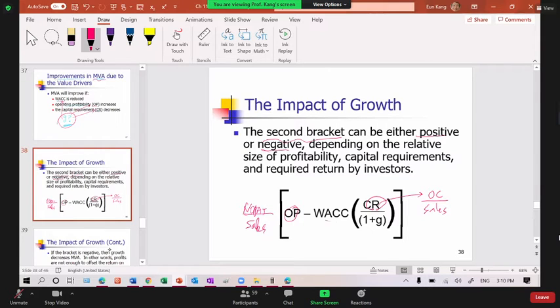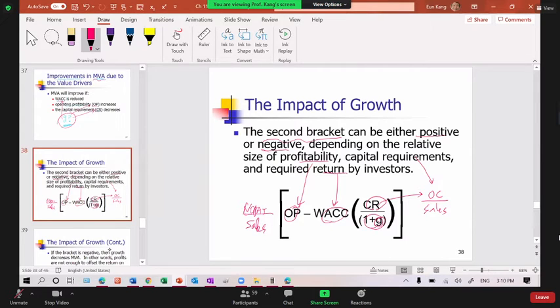And required return by investors. Profitability is this one, capital requirement is this one, and required return is this one. And then 1 plus G is here. So just if you look at this one, then if G is big, then CR becomes smaller, so MVA should be high, right? Just first looking at it, but the problem is G affects everything: OP, WACC, and CR.